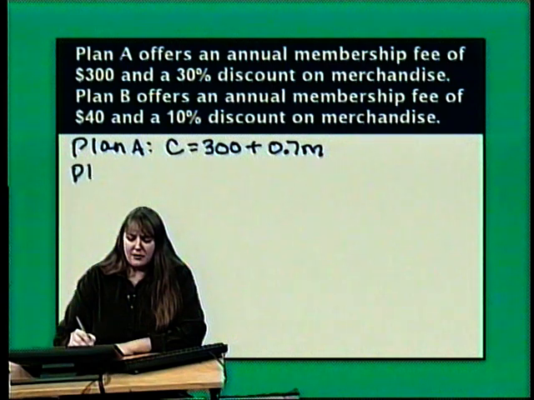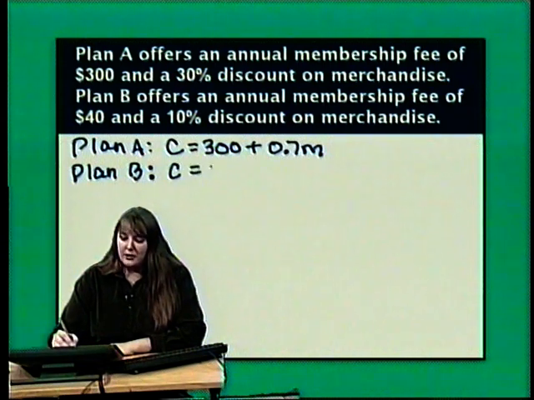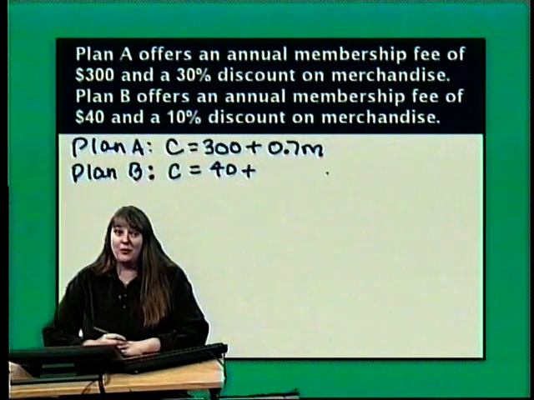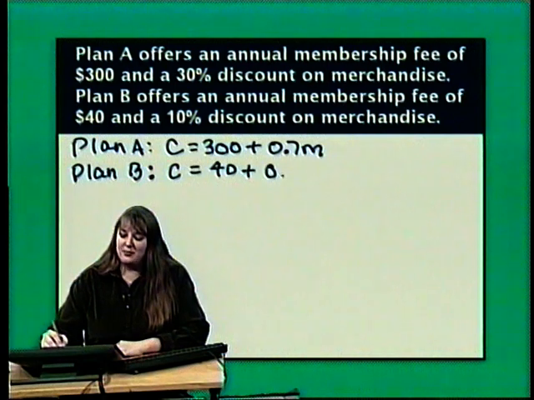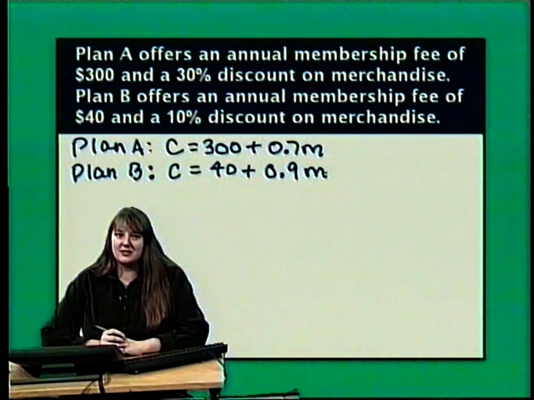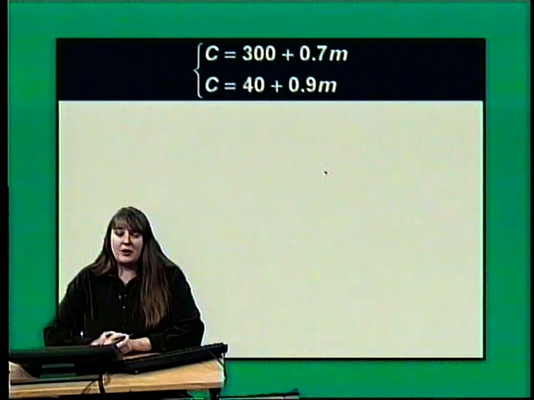Now I want to do the same thing for Plan B. In Plan B, the total cost is going to be that $40 membership fee, plus, well, here we have a 10% discount on merchandise. That means we're going to be paying 90% of the non-discounted price. 90% in decimal form is 0.9, so I need to multiply 0.9 by m. Now we have a system of equations to solve. Notice that in this system, both equations are solved for c, so I can use substitution here.